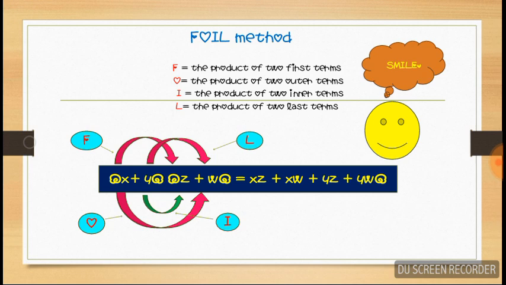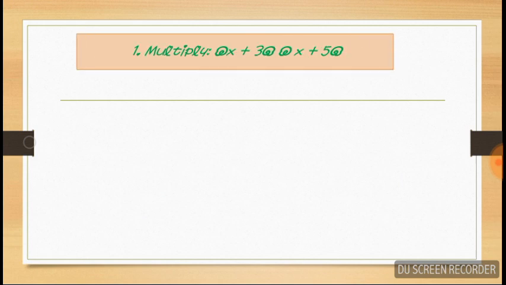So, as a conclusion, x times z is xz, x times w is xw, y times z is yz, and y times w is yw. So let's proceed to the illustrative examples.